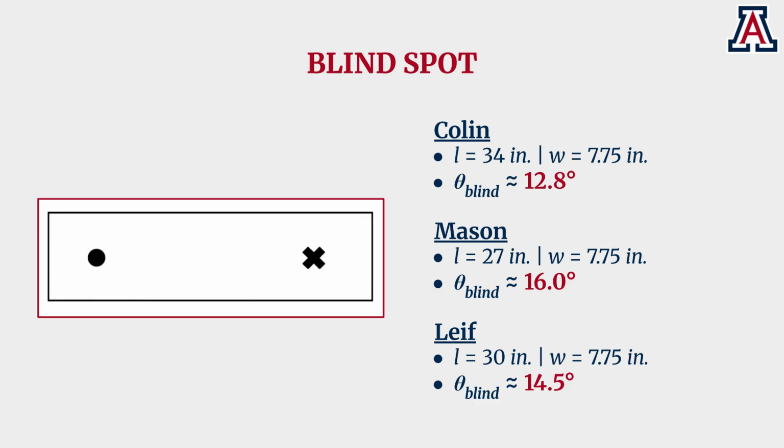Next, we found the location within our field of view. This image was put on a screen, then we closed the right eye and looked at the cross, adjusting distance so that the dot was invisible and within the blind spot. We got a range of 12.8 to 16 degrees temporally from the center of vision.